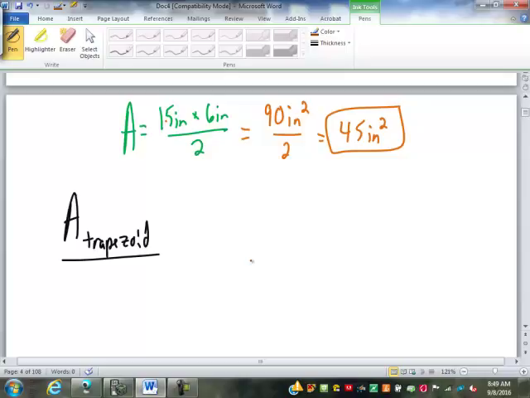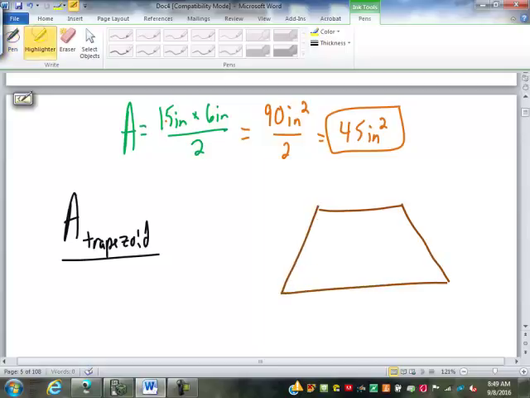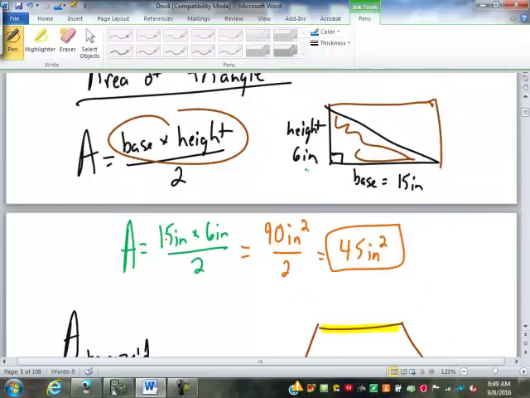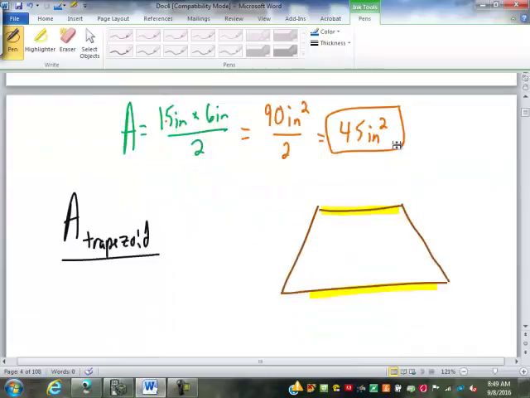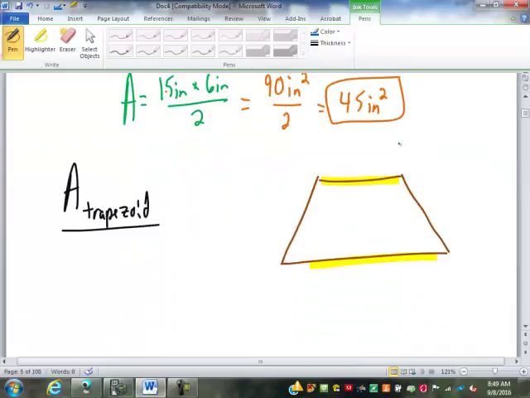We want to look at the area of a trapezoid. A trapezoid looks like this. It has 2 sides that are parallel. So these 2 sides are parallel and the other sides are not. Well, the only thing that we know how to find the area of is a rectangle. We gave this formula here for a triangle, but that's based on a rectangle too. It's just the area of the rectangle divided by 2. The trapezoid we're also going to turn into a rectangle.